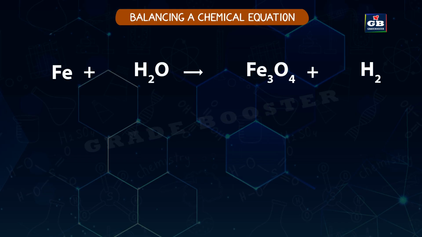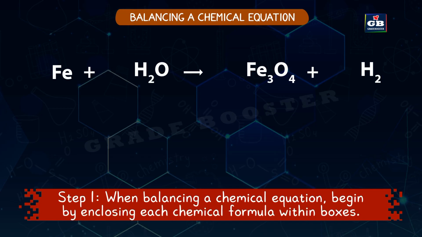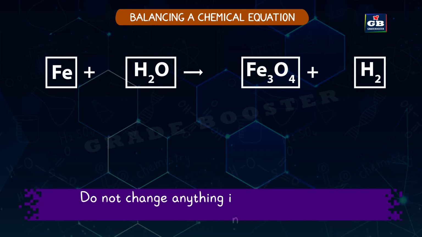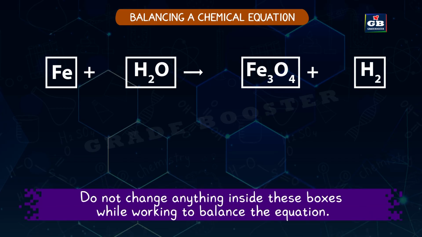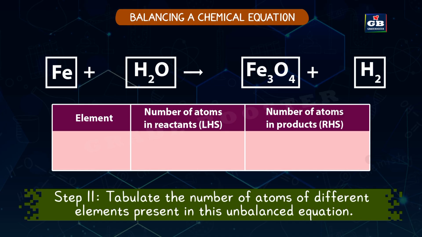Fe plus H2O gives rise to Fe3O4 plus H2. Now let us balance this chemical equation. Step 1. When balancing a chemical equation, begin with enclosing each chemical formula within boxes. Do not change anything inside these boxes while working to balance the equation. Now, tabulate the number of atoms of different elements present in this unbalanced equation.